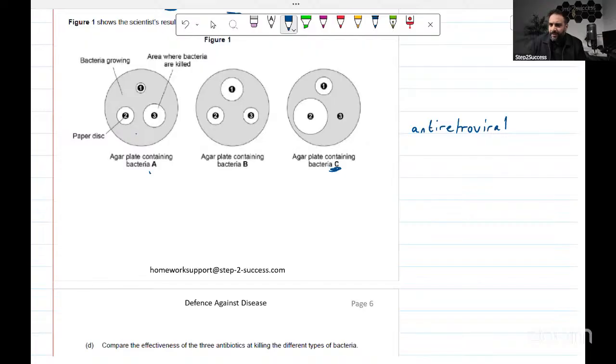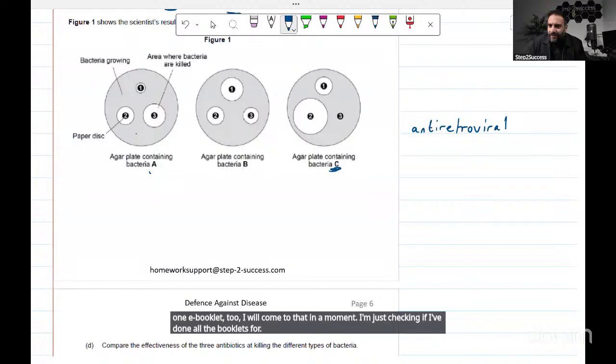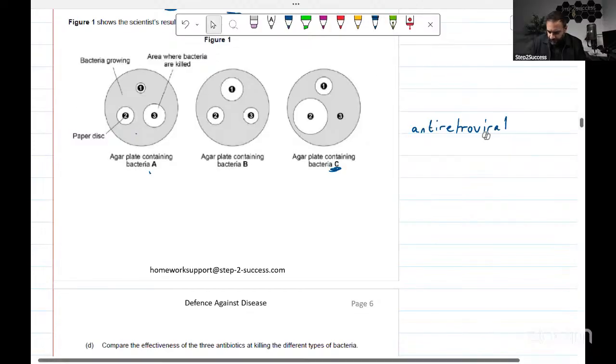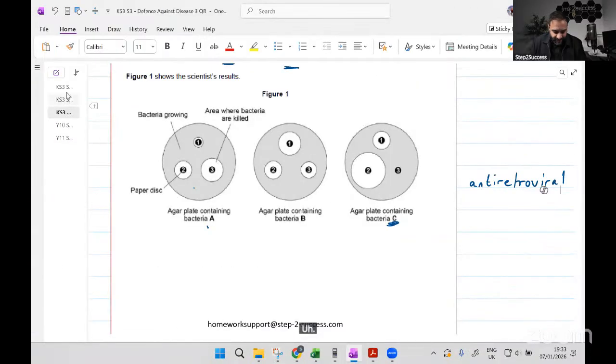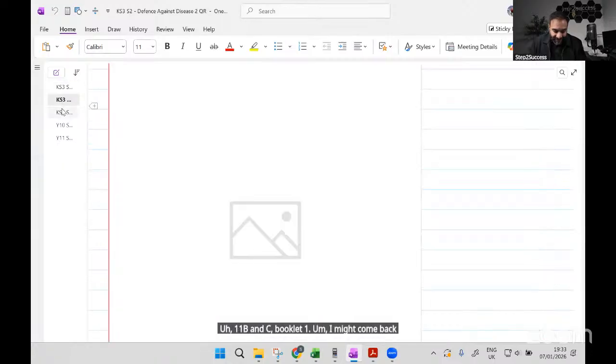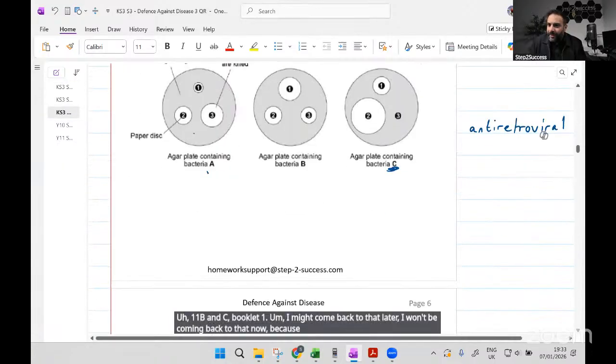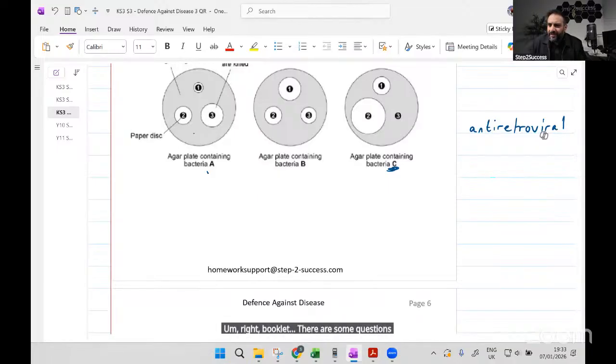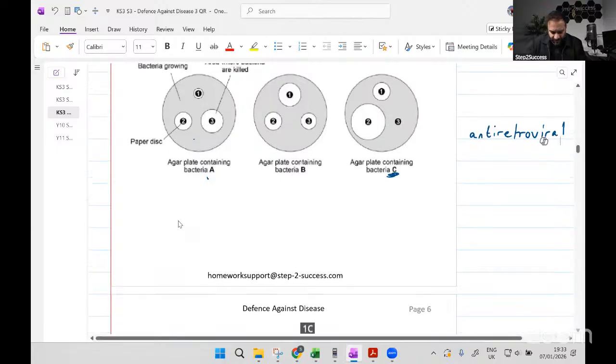1E booklet 2, I will come to that in a moment. I'm just checking if I've done all the booklet 3. 1D, everybody saying 1D. Right, I've done 1D, haven't I? Okay. 11B and C booklet 1, I might come back to that later. I won't be coming back to that now because I did booklet 1 to begin with. Right, booklet 2. There are some questions. Any more from booklet 3? 1C, booklet 3.